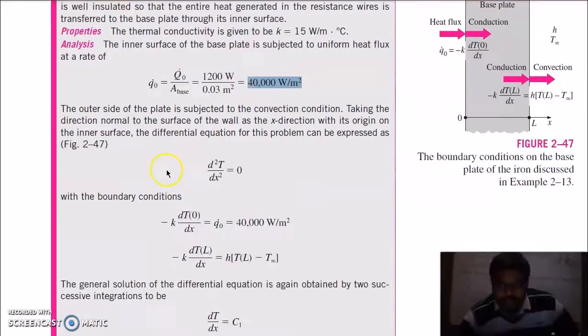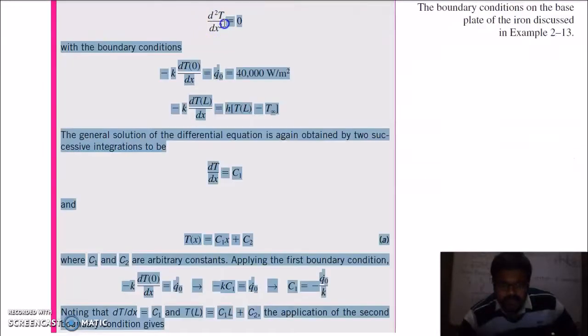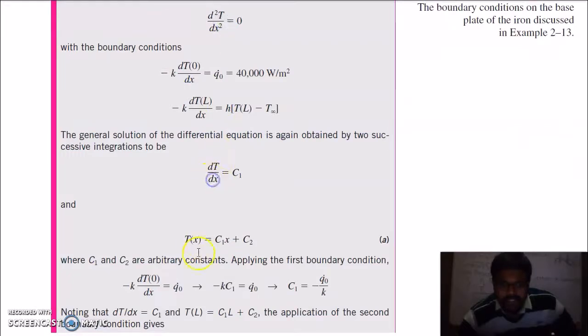So this is a one-dimensional heat transfer problem in the x direction, and we will use this differential equation here. You can also see this is the equation here, and this is equal to Q naught. Q naught is 40,000. So this equation will come to this, and on this side we have this equation. After two times integration you will get this, and this is the general solution for the equation. You have to find C1 and C2.